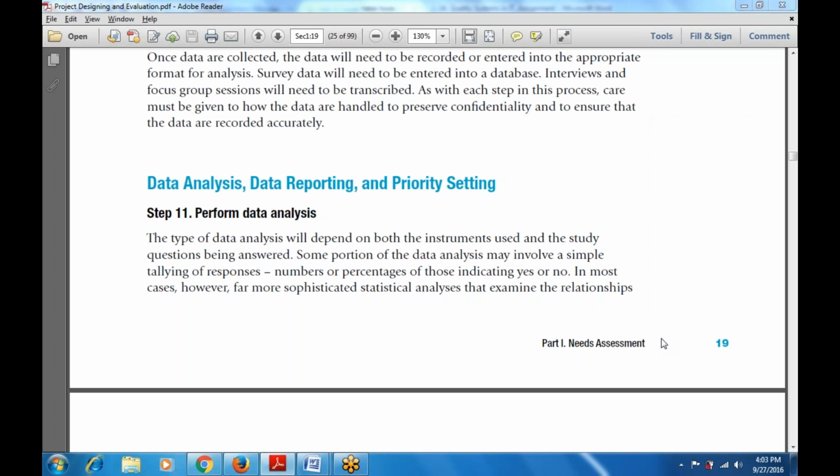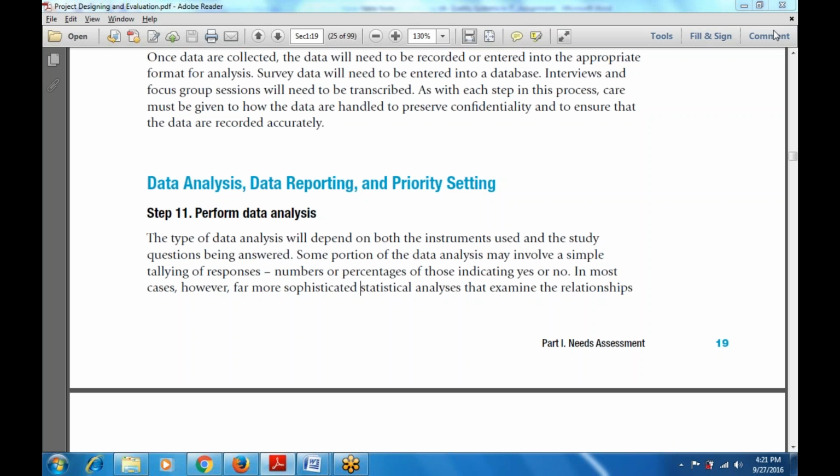What are the forms of data analysis, how is it done, and what tools do we use? The type of data analysis will depend on both the instruments used and the study question being answered. So what are the various study questions, and what instruments are used for them? Some portion of the data analysis may involve a simple tallying of the responses, that may be a number or percentage of those indicating yes or no.